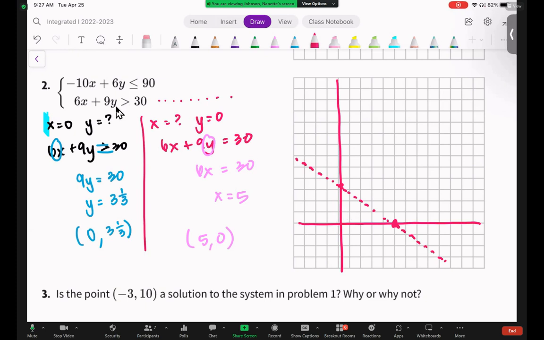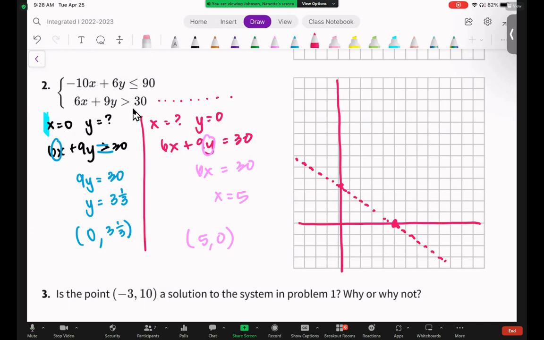Okay, then now I have to figure out if I shade down here or up here. And you should know that you're shading because of this greater than symbol. If I was just graphing 6x plus 9y equals 30, I draw this solid line and I'm done. But because it's greater than, I'm looking for all the points that make this true. So the easiest way to do this is by plugging in my favorite point. My favorite point is 0, 0. So I go 0 plus 0. Is that greater than 30? And the answer is no.